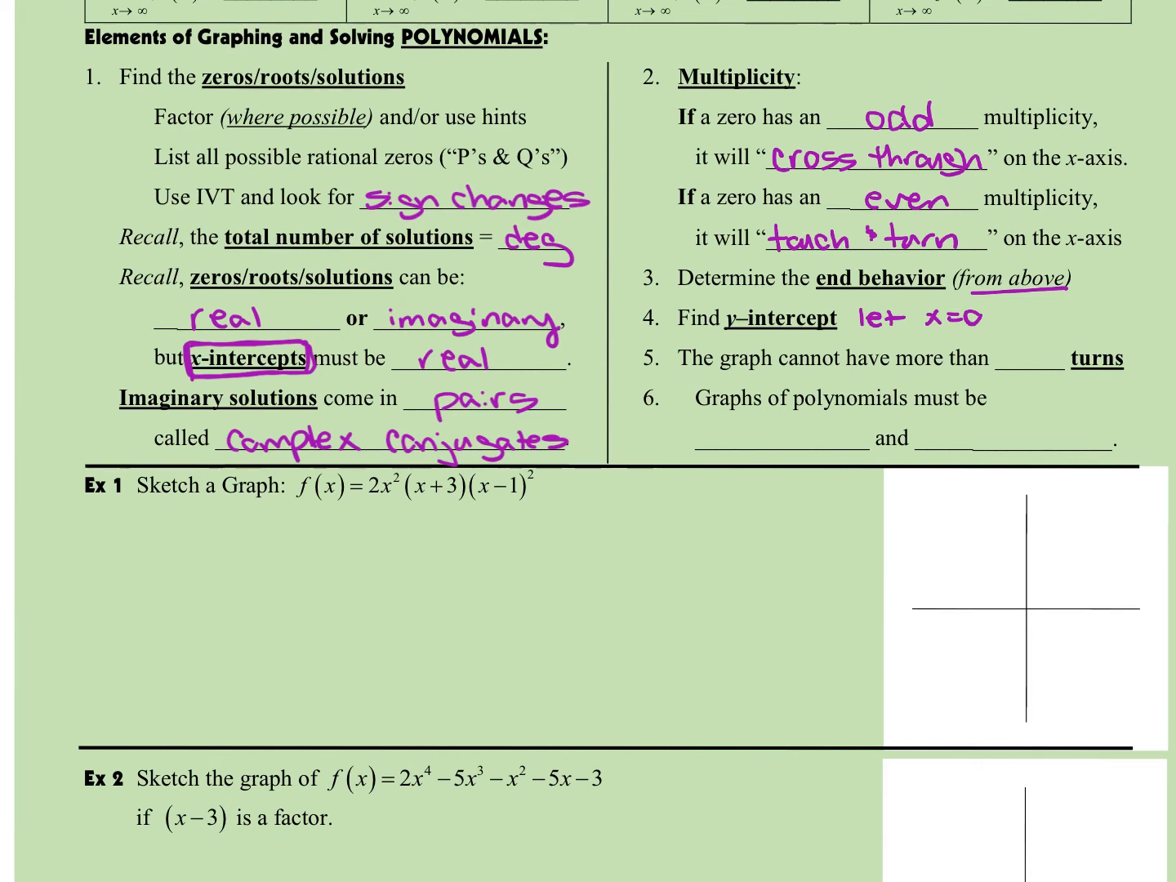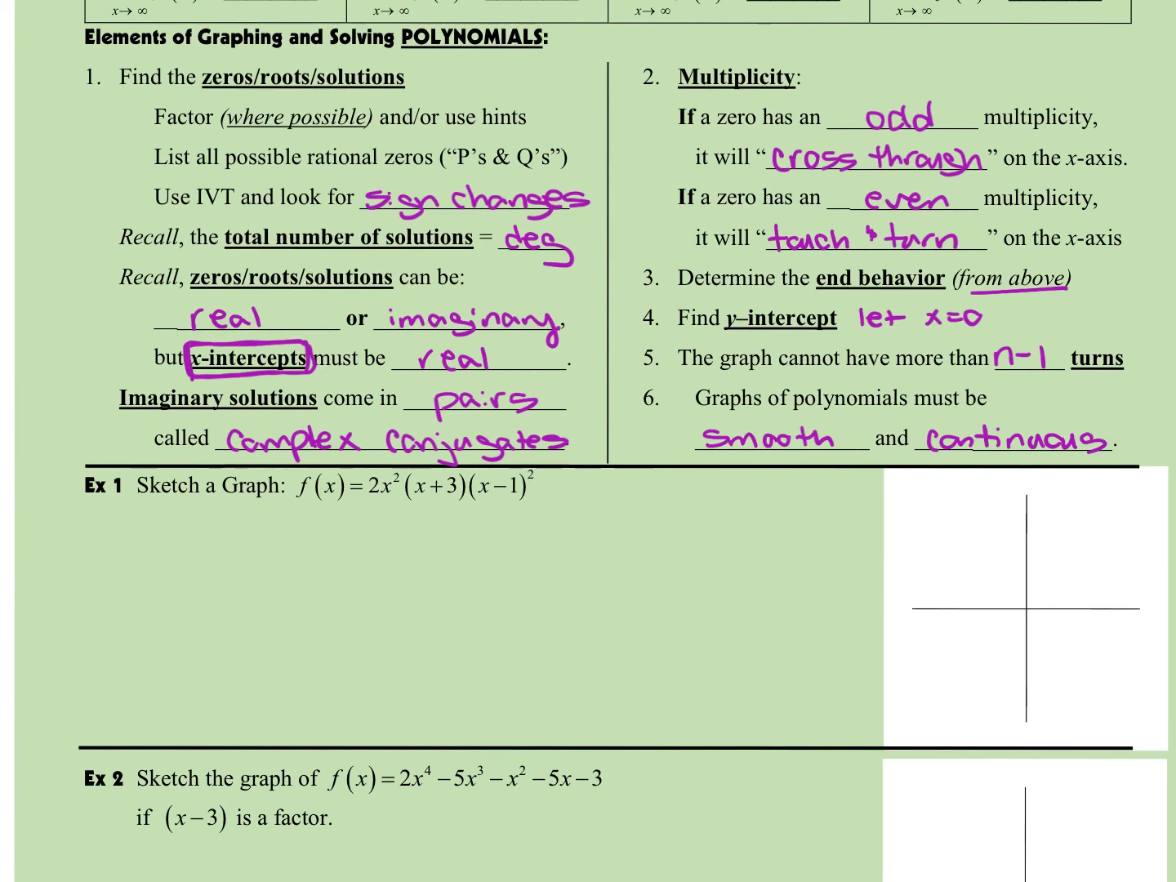And the graph cannot have more than n minus 1 turns, where n is the degree. So the number of turns is going to be our degree minus 1. Now, it might not turn that many times, but that's going to be our max. And the last thing they may or may not have told you is that graphs of polynomials need to be smooth. So they shouldn't look pokey, is how I always tell my students. Smooth and continuous. There will never be any breaks in these.